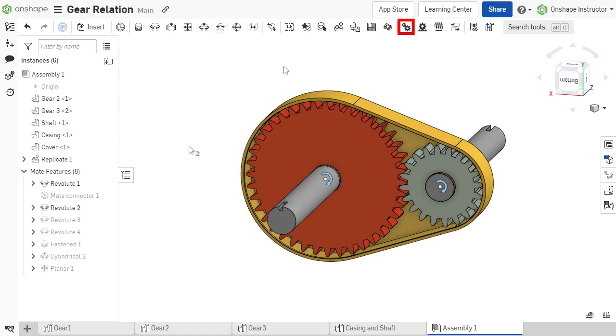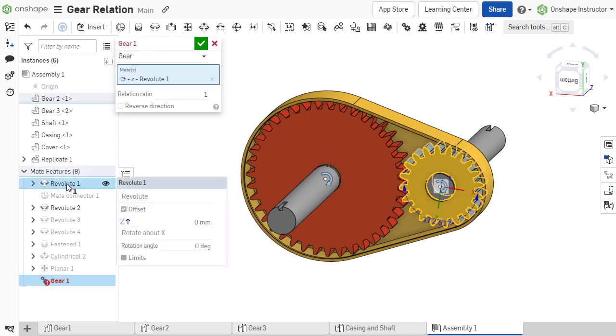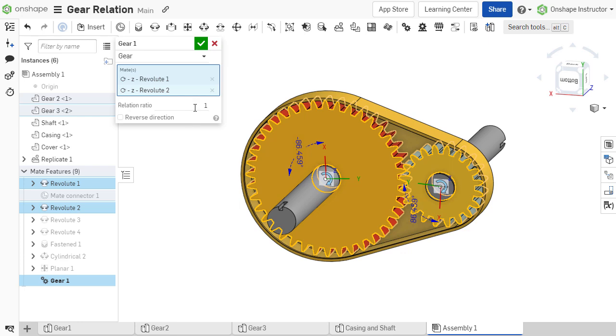Select the gear relation and specify which two mates should be related by the gear relation. Then define the relation ratio. This is typically the desired gear ratio.